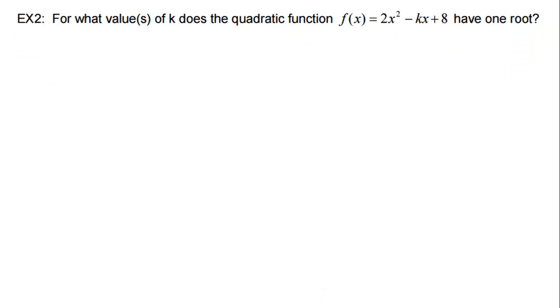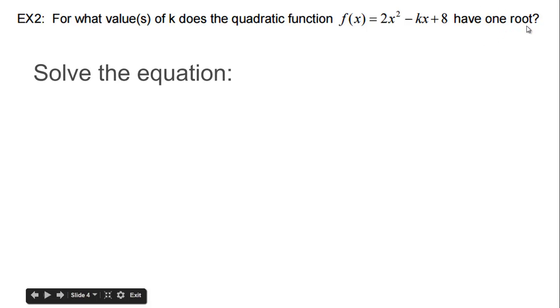For what value of k does the quadratic function 2x squared minus kx plus 8 have one root? These are really just interesting questions to solve, and they're really playing with the discriminant. So regardless of what it asks you, if it asks you for one root, two roots, or no roots, you actually want to solve for the case where it's one root first. That allows you to actually solve an equation. It allows you to solve the equation equal to 0.